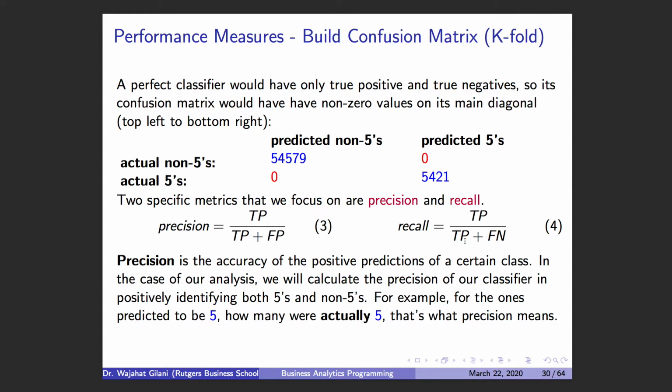Now, precision is basically the accuracy of the positive predictions of a certain class. For example, for the ones that were predicted 5, how many were actually 5? That's what precision is saying. Out of the ones that were predicted to be 5, how many were actually 5? That's precision.